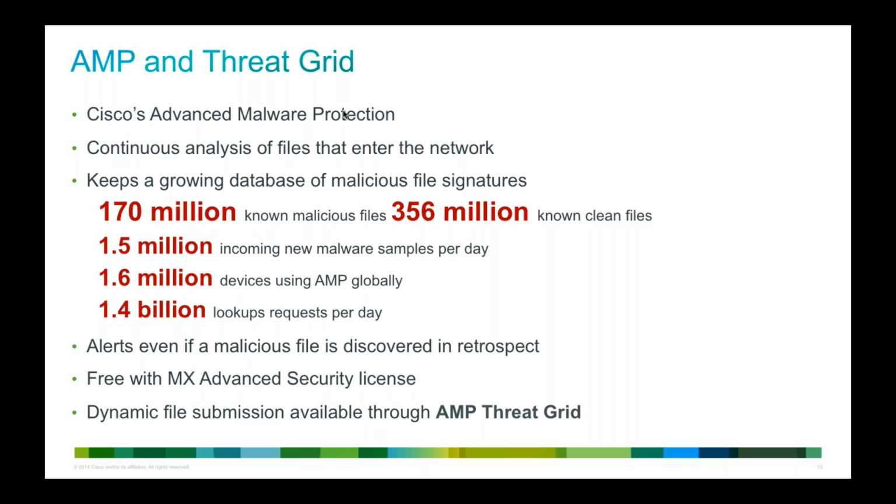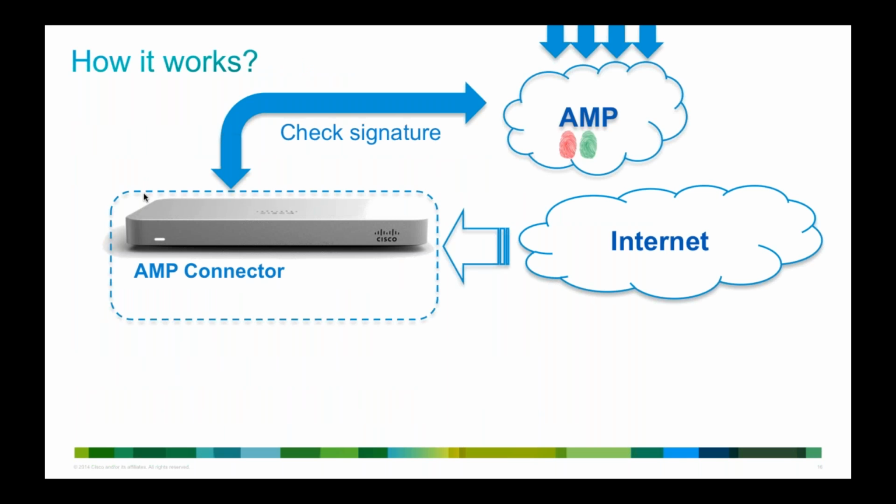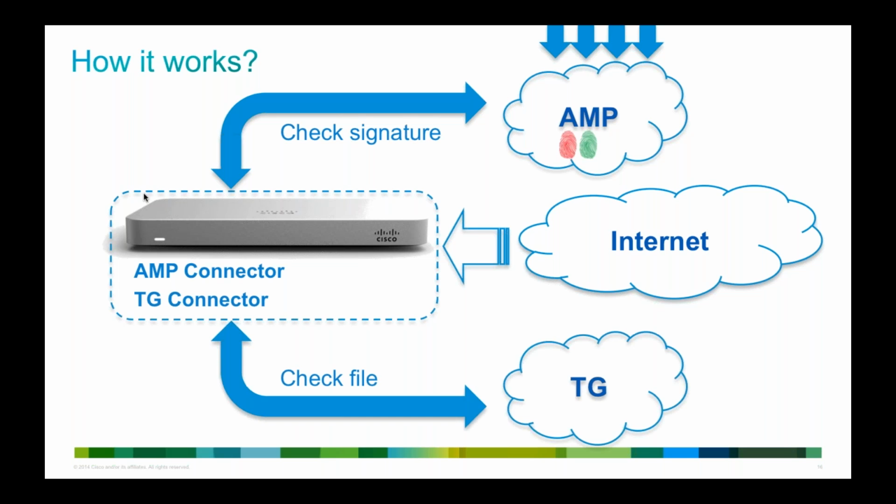And ThreatGrid will be coming soon. We'll have more details on that as it gets a little bit closer. But the idea behind ThreatGrid looks something like this. So first things first, user downloads a file from the internet. It hits the MX, hashes it, checks that hash against the AMP cloud, and says, okay, is this malicious or not? Now again, as I said, the AMP cloud can come back and say it's malicious, it's clean, or it's unknown. If it's unknown, we can check that file against ThreatGrid.